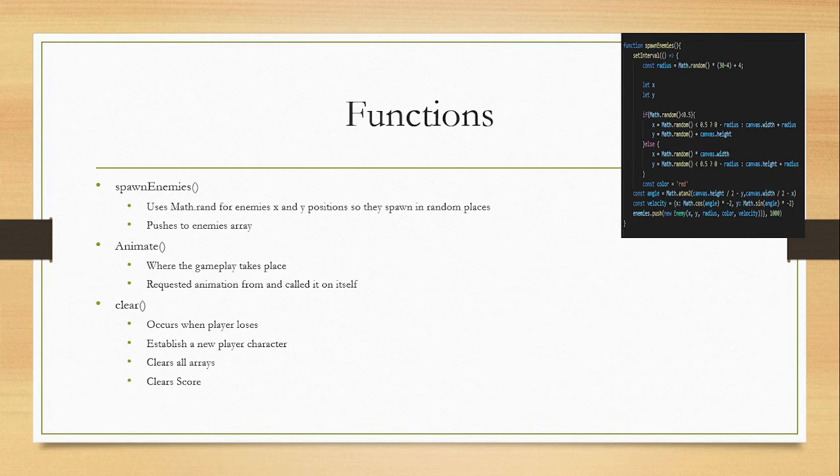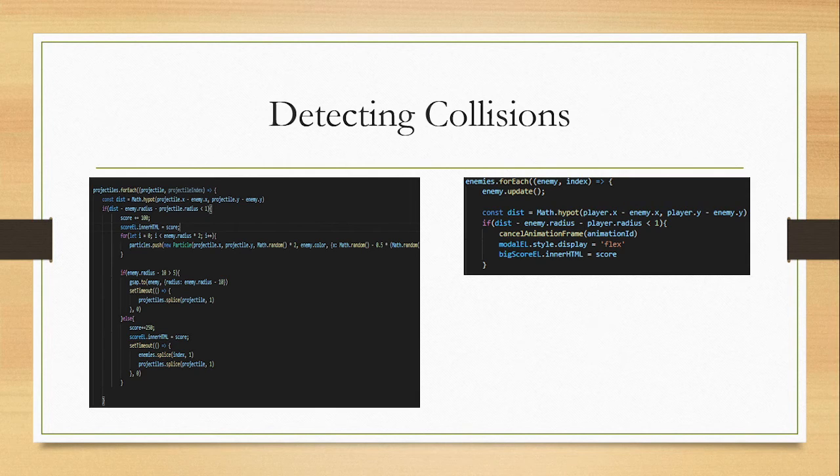The animate function is basically where the gameplay takes place, where the gameplay rules are, and I requested an animation frame and called it on itself. An animation frame just lets the code know that I want to run an animation, I want to redraw myself, although you do need draw and update functions to go along with this. And clear, which occurs when the player loses, establishes a new player character, clears all arrays, and clears the score.